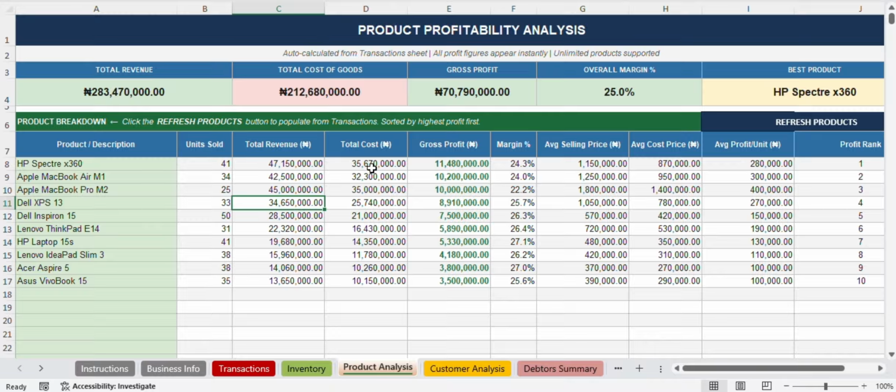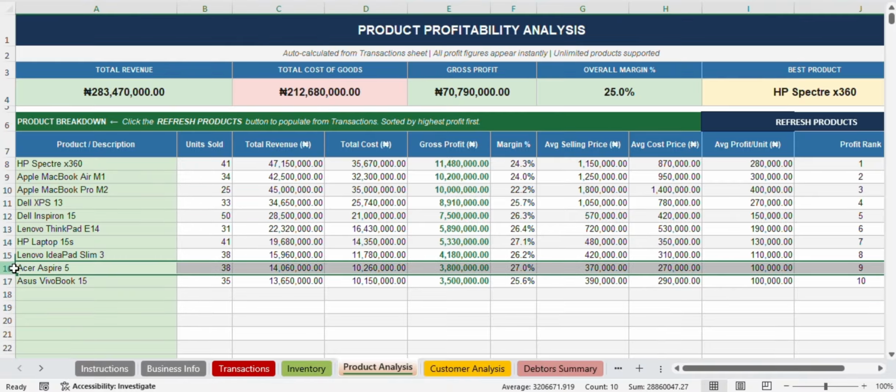Again, these are not costs, these are things you defined in your transaction sheet, right? It pulls that information and tells you what the total cost is, and also what your gross profit margin is. And on the average, you could see for each of the products, how much you are making. So from this, you can tell your profit margin on product, you could see that's Acer Aspire 5 is the one with, if not the highest profit margin.